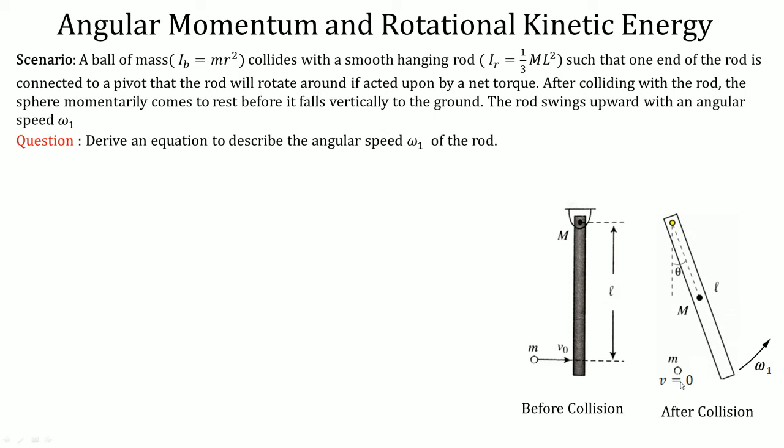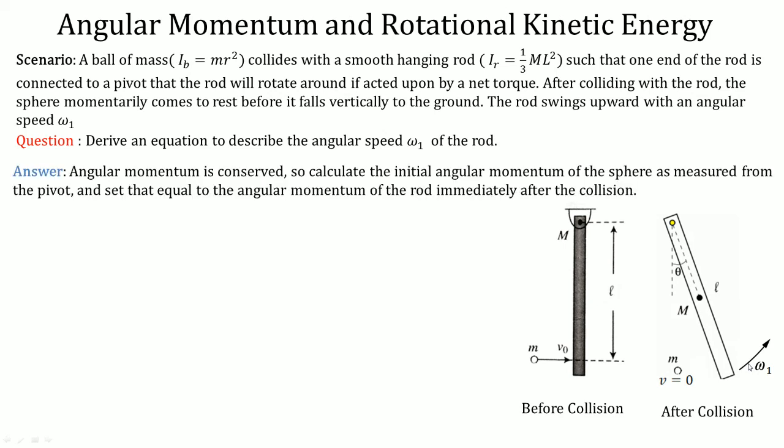The rod swings upwards with an angular velocity omega 1. There you go. So that energy seems like it was transferred. You want to derive an equation to describe that angular speed omega 1 of that rod. So what makes up this angular velocity of the rod? Well, here's the answer. Please understand that angular momentum is actually conserved here. So you can calculate the initial angular momentum of the sphere as measured from the pivot and set that equal to the angular momentum of the rod immediately after the collision.